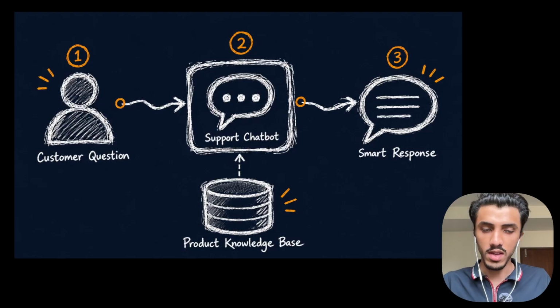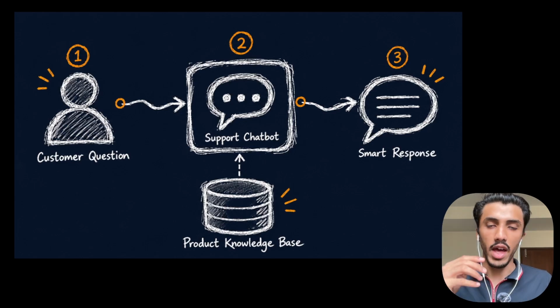So in this use case, the customer will ask a query to a chatbot which is using an LLM in the background, and it has the context about our product. So this LLM will process the query based on the relevant context and give the response back to the user in the chat UI.